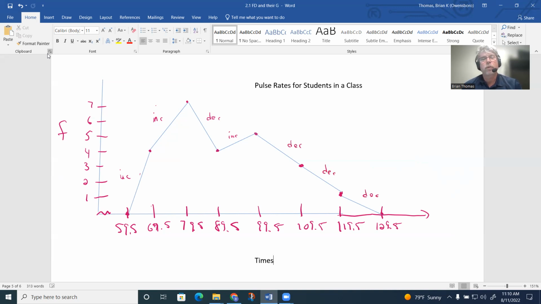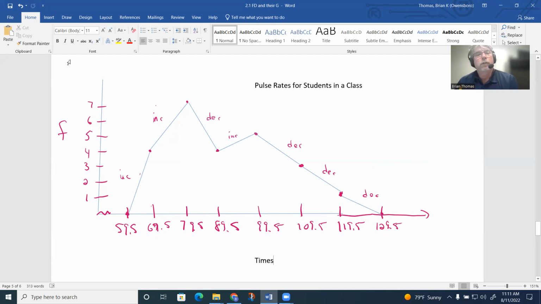So sometimes they ask you where is the greatest increase in the data. You're looking for where it's the steepest line. It looks like between 59.5 and 69.5 is the steepest. If I was talking about the greatest decline, this looks like the steepest line in decrease, between 79.5 and 89.5. So some things like that you may be observing in the data.